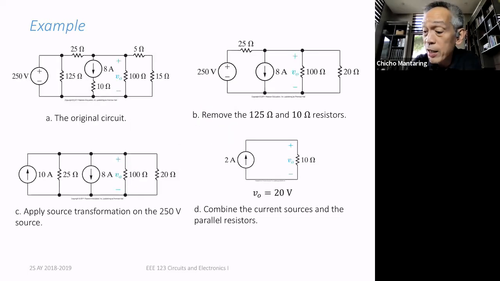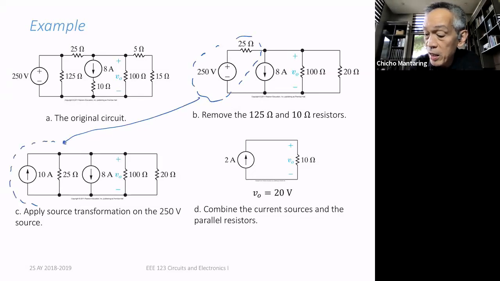So ito yung original circuit natin. Ito ngayon yung simplified circuit. Tinanggal natin yung 125 ohms at saka tinanggal natin yung 10 ohms. And then I convert this to a current source. So this part, I converted to this.